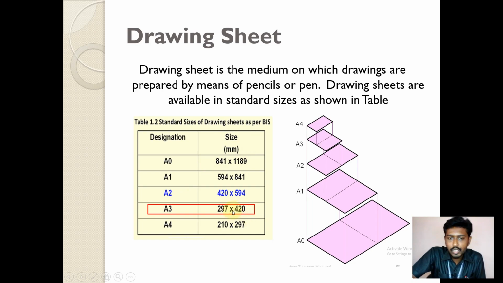In engineering graphics, I recommend drawing on the A3 sheet paper. And as far as the exam is concerned, you have to draw using the A3 sheet paper. So I recommend to draw on A3. Okay, its size is 297 into 420.